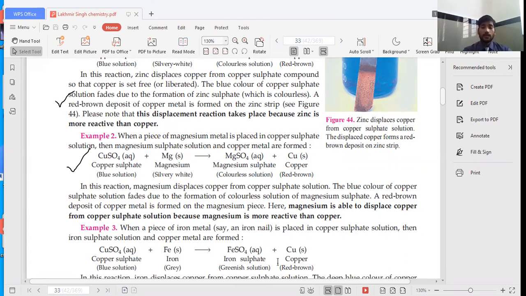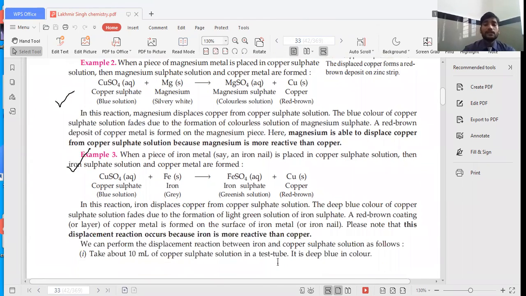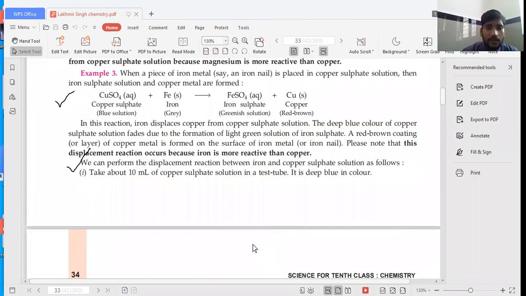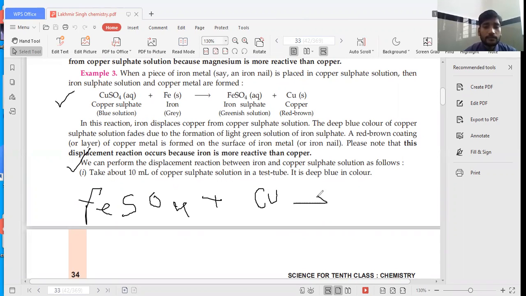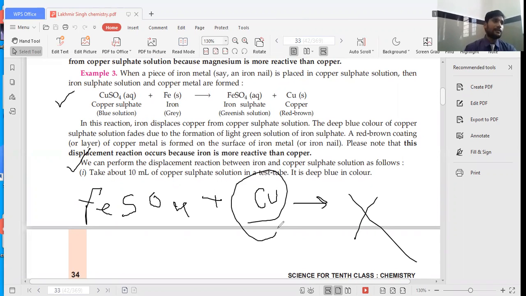Understood? What will happen in the reverse case? Just guess, students. Suppose I am having iron sulfate plus copper, what will happen? In this case, no reaction will take place. Why? Because copper is less reactive.